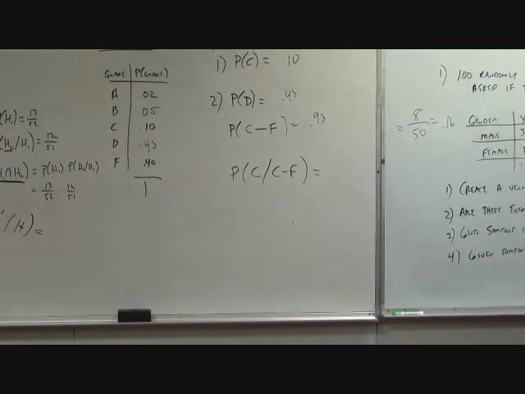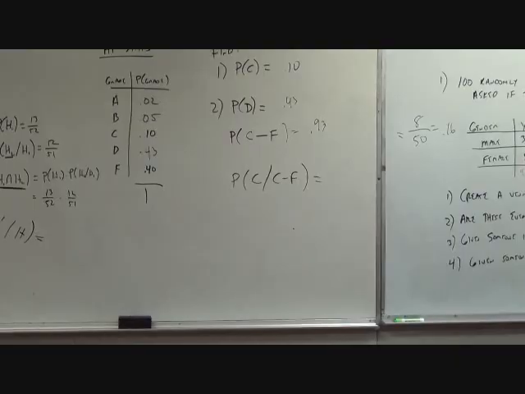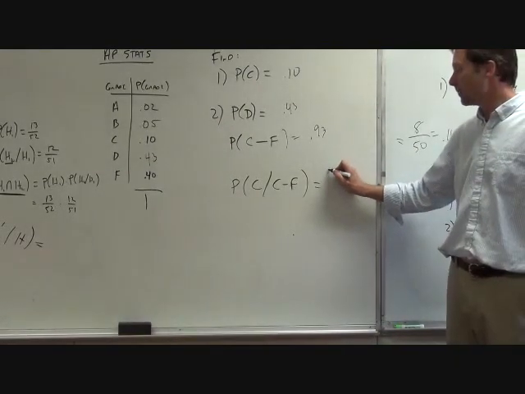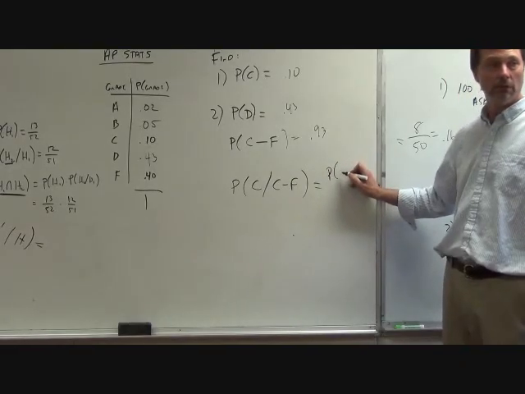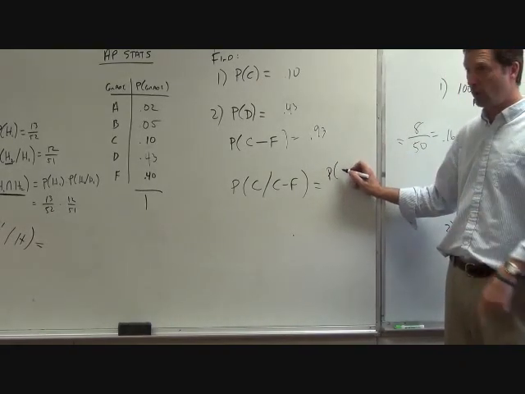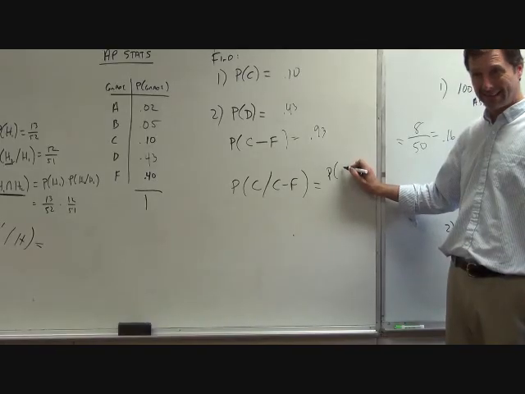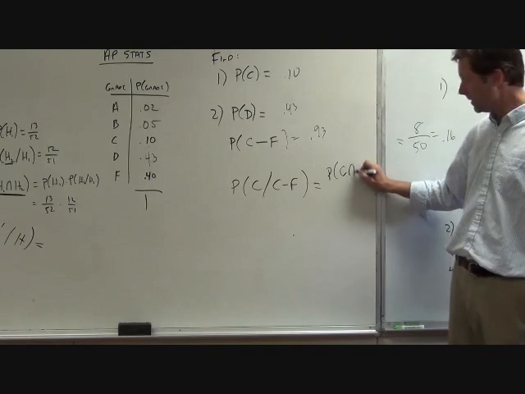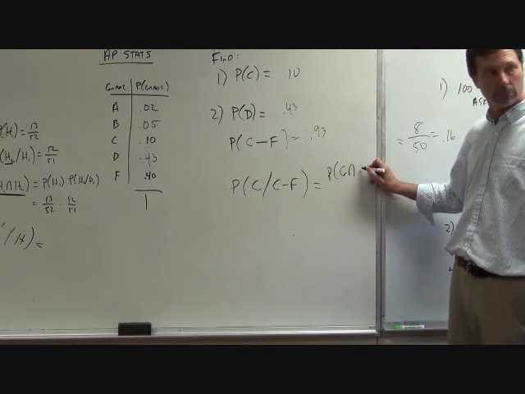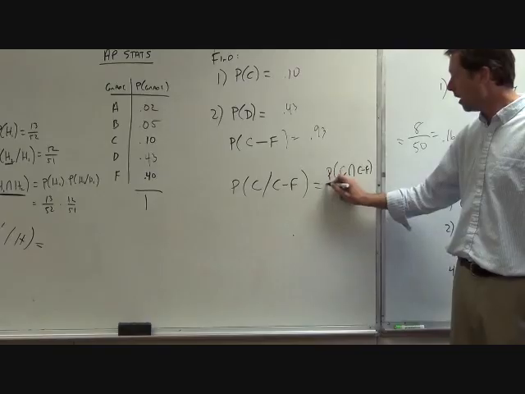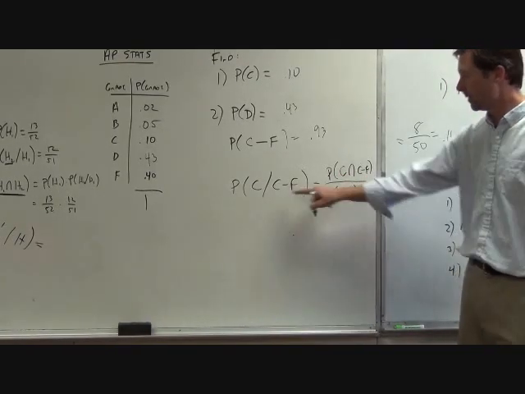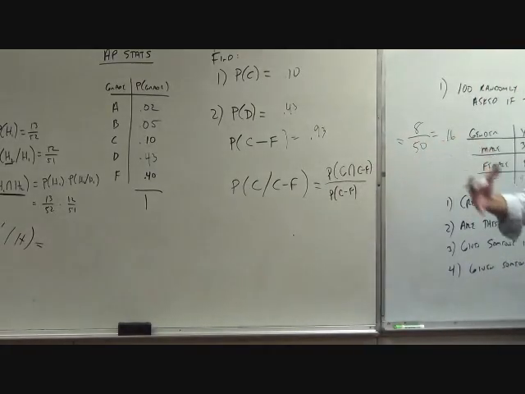You can write the formula as it appears on your green sheets. All right, so what am I writing here? This is the probability of getting a C and a C through F, all divided by the probability of C through F. Remember, that's the denominator. That was the 50. We only care about the C through F students.